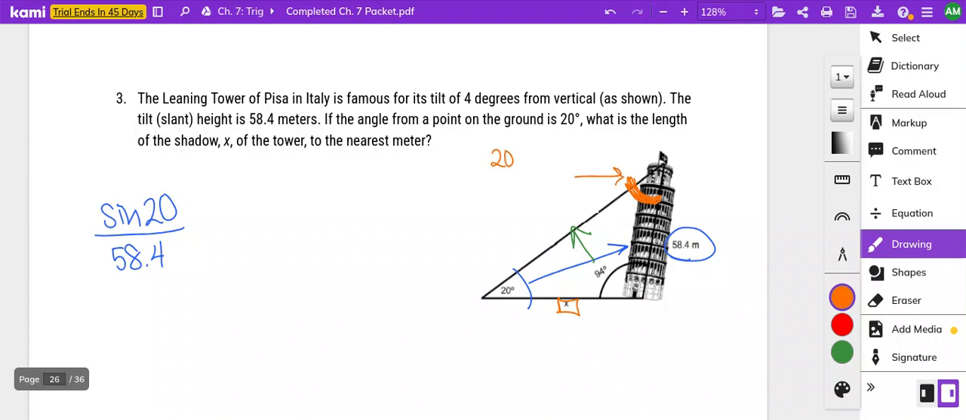Well, I know one angle in my triangle is 20, the other is 94. If I add those together, I get 114. Then what can I do with that 114? I can subtract it from 180. So 180 minus 114 gives me 66. So now I know that angle that goes with that opposite side.